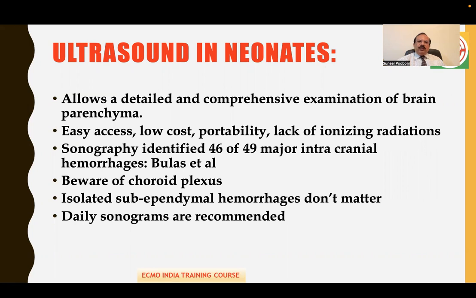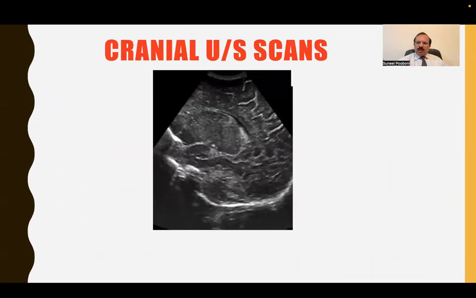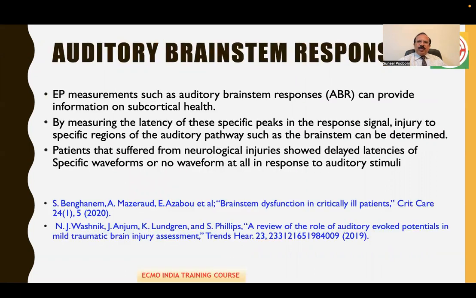So be aware of the choroid plexus. As it also looks dense in the interpretation, it has to be differentiated from a bleed. Isolated subependymal hemorrhages don't matter. If the IVH, intraventricular hemorrhage, is more than grade 2, then one needs to worry about placing a patient on ECMO. Daily sonograms are recommended. So going for the cranial ultrasound picture, this is how it looks like.